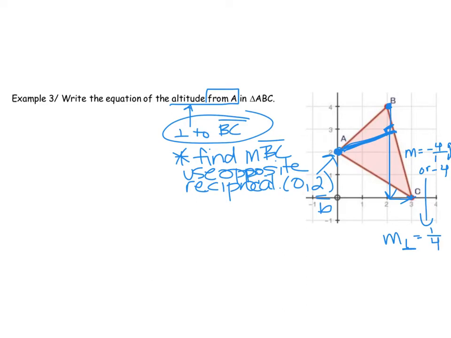So I now have my slope and I have my y-intercept, and I'm ready to write my equation. y equals a slope of 1/4 x plus my y-intercept of 2. And I should probably double check that that makes sense if I draw that entire line. So I have a y-intercept of 2 and a slope of up 1/4. That looks like it's going to be perpendicular to that base of BC.